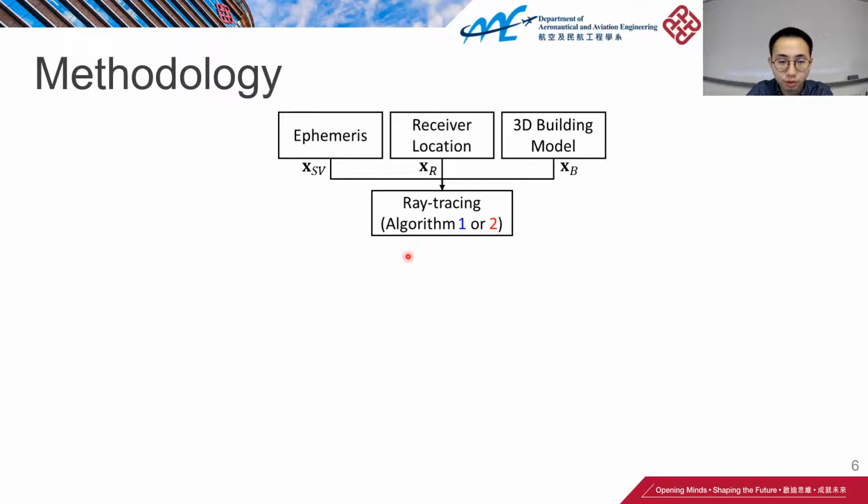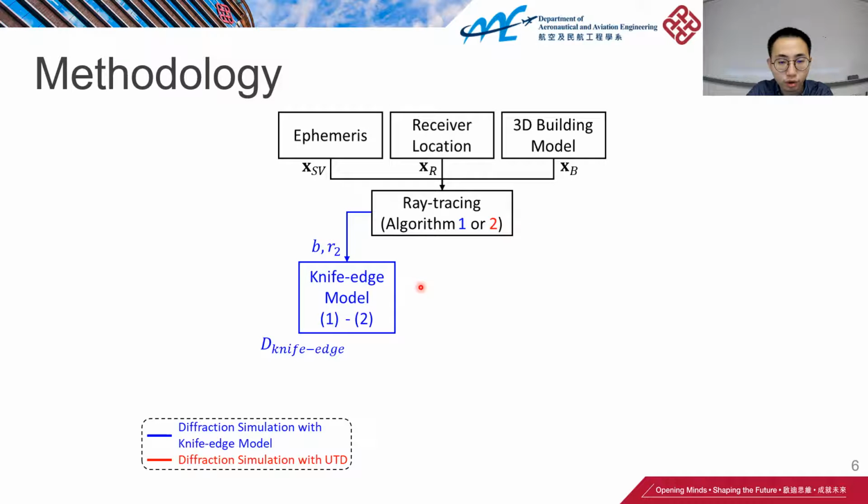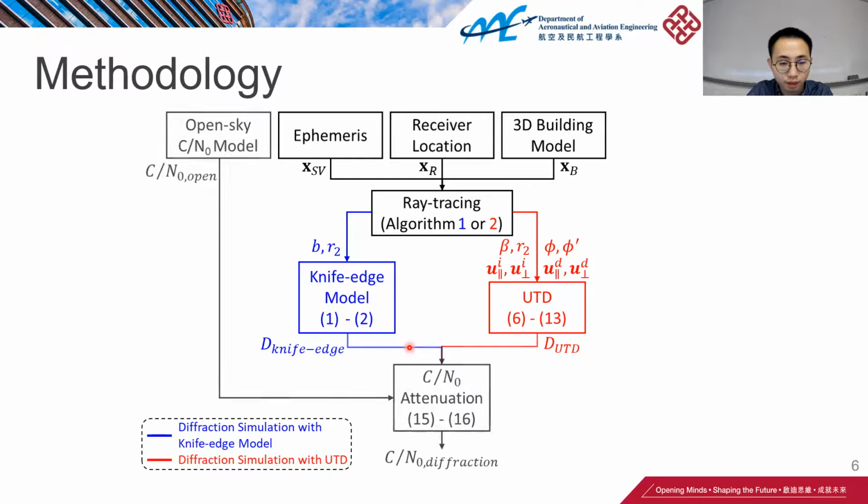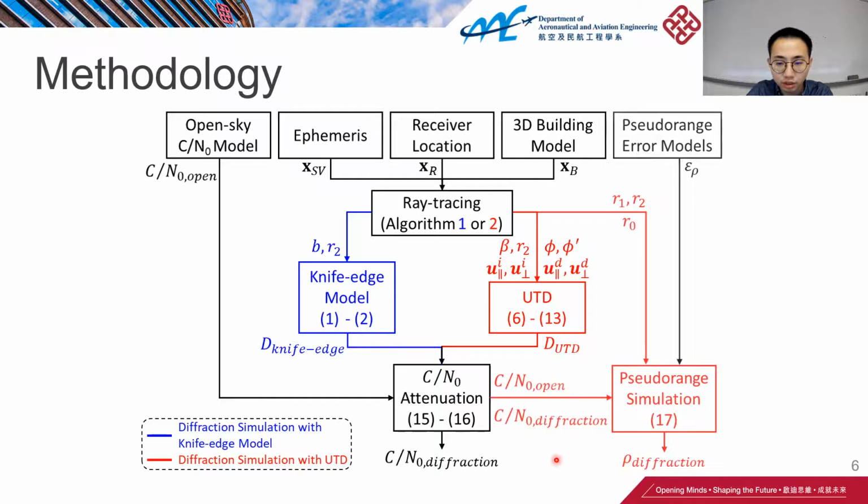To assess the performance, we'll first apply a ray tracing algorithm based on the satellite position, receiver location, and 3D building model to obtain the geometrical parameters for simulation. Then we'll apply the knife-edge model and the UTD to obtain the diffraction coefficient. By combining with the open sky carrier-to-noise ratio model, we can simulate the diffracted carrier-to-noise ratio of a measurement. With the UTD method, we can also simulate the diffracted pseudorange measurement based on the geometrical parameters and other error models. By comparing the simulation result with the measurements from real experiments, we can evaluate the performance of each model.